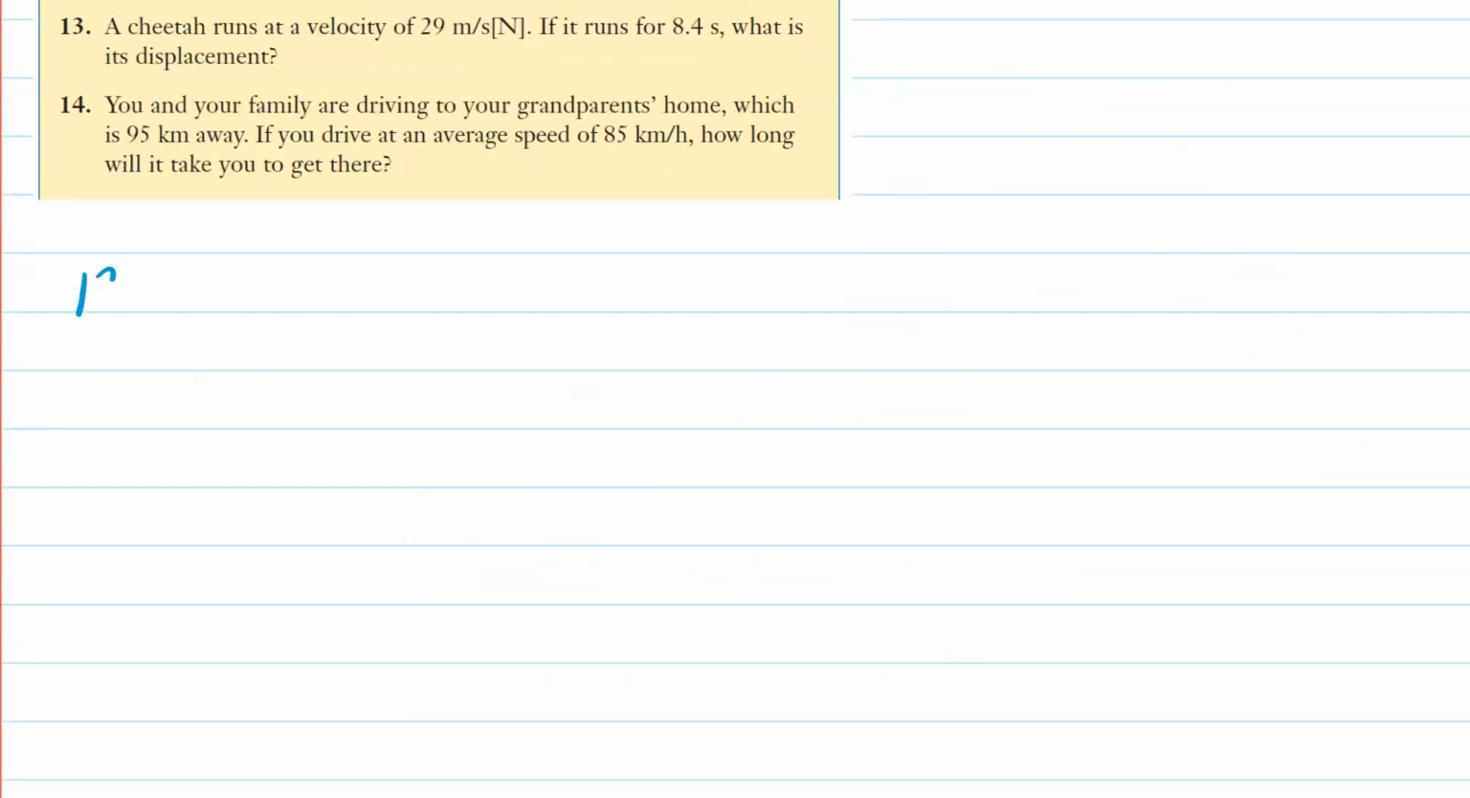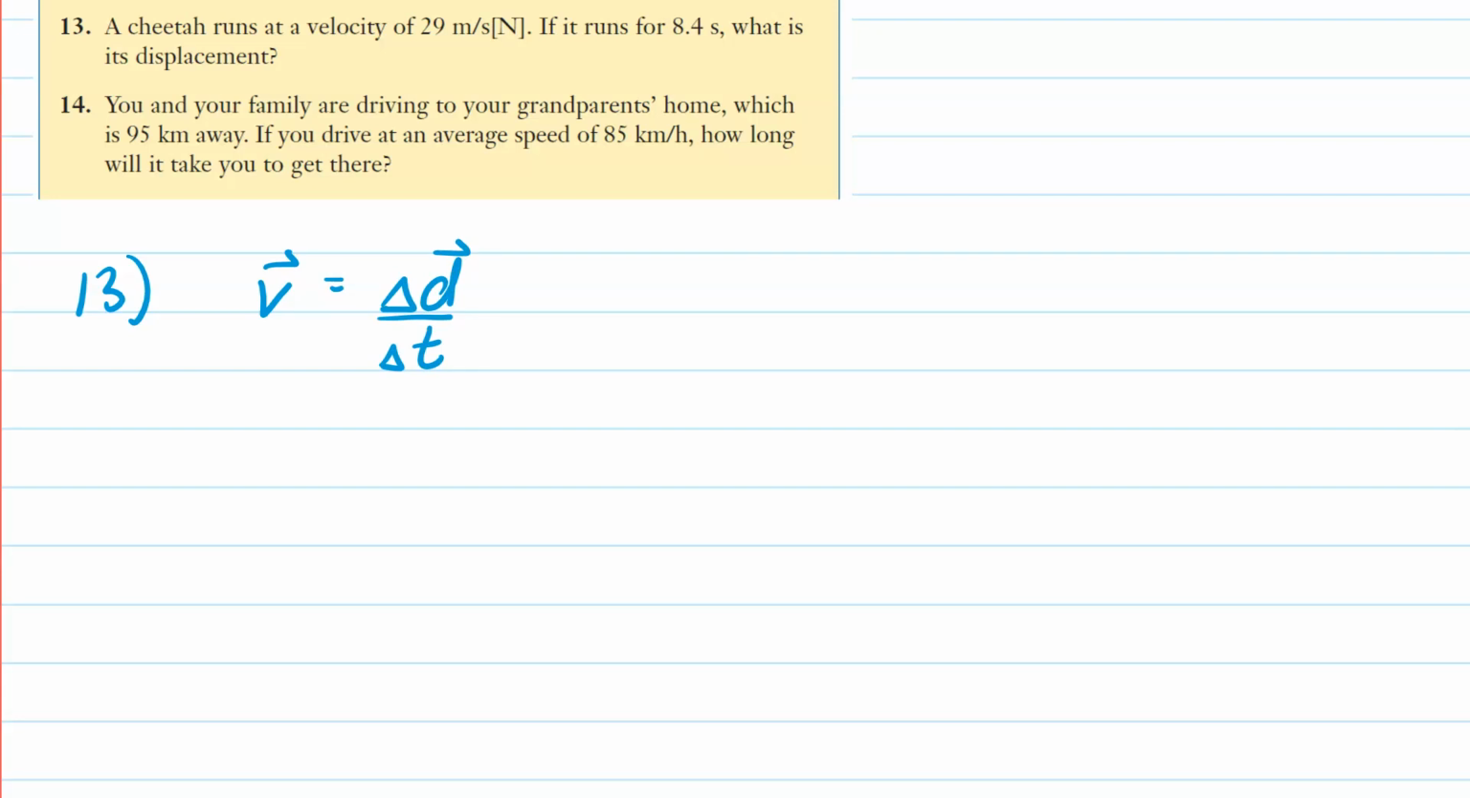On to number 13. A cheetah runs at a velocity of 29 meters per second. If it runs for 8.4 seconds, what's its displacement? Okay, so we want to figure out what the displacement is. We're given velocity and time, and we have an equation that relates all those three. Velocity equals displacement divided by time.